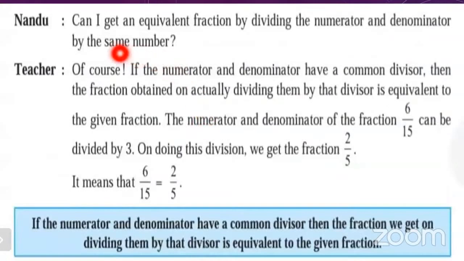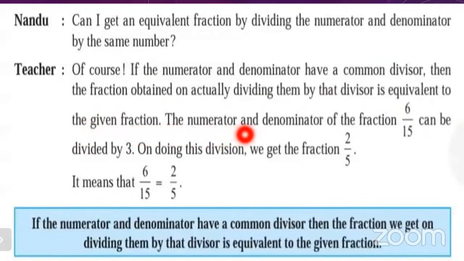Now here is another example, Nandu and the teacher, what their discussion is going on. Can I get an equivalent fraction by dividing the numerator and denominator by the same number? Of course. If the numerator and denominator have a common divisor, then the fraction obtained on actually dividing them by that divisor is equivalent to the given fraction.